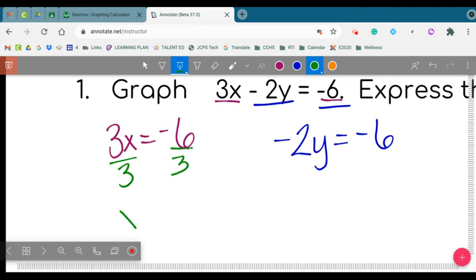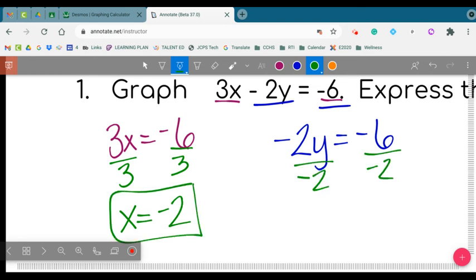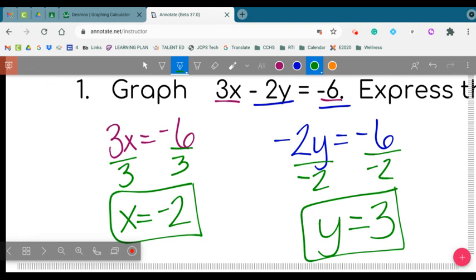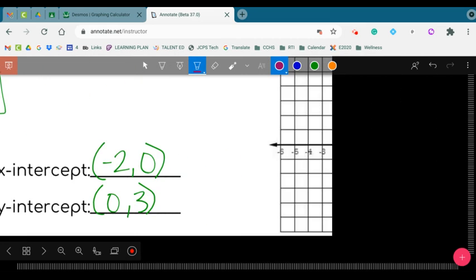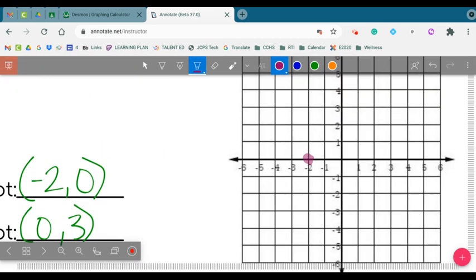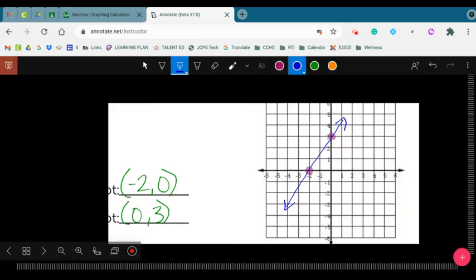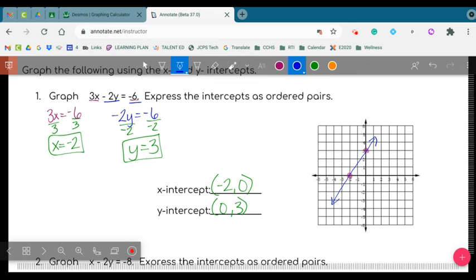So we're going to get x equals negative 2. And y equals 3. So we just had to divide both sides by the number in front of our x or y value. So this means our x-intercept is negative 2, 0, and our y-intercept is 0, 3. So we're going to graph those both on our graph. So we have our x-intercept is negative 2, y-intercept is 3, and then we draw the line in between those 2 points. And you're finished. So on this one, we're just finding our x and our y-intercept.